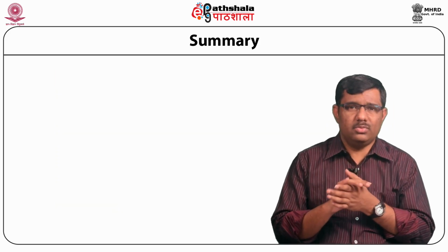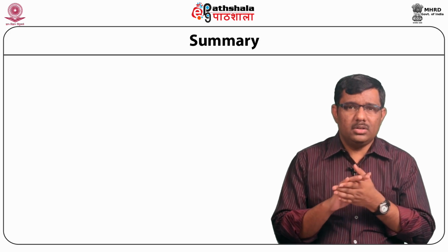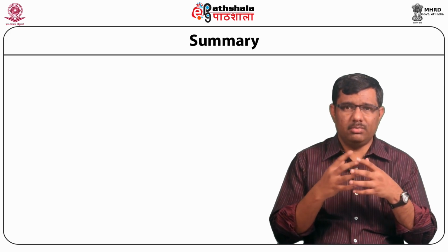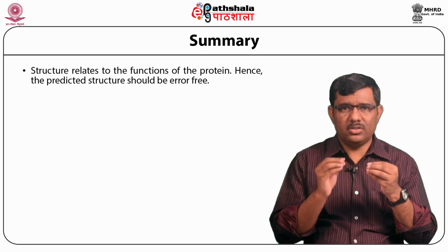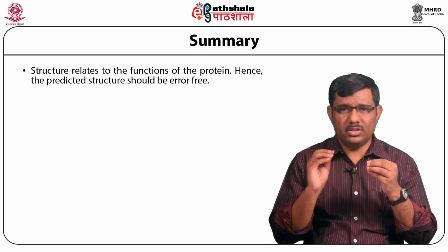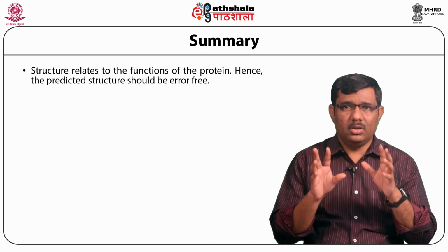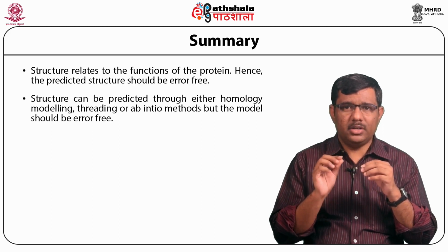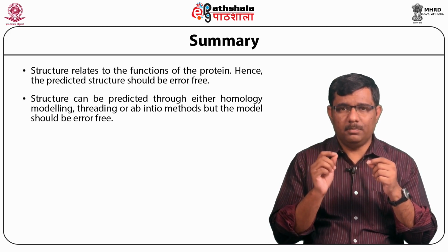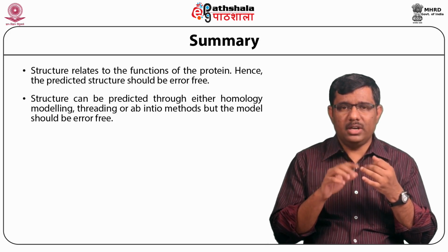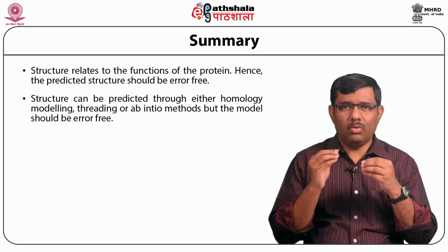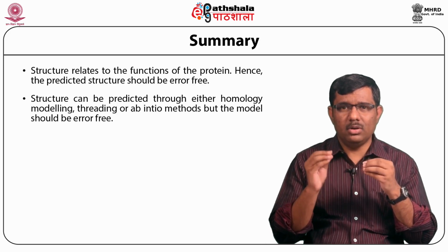So students, let's now summarize what we have learned in this module. We have learned what the possible errors are which can be observed in the protein structure and what programs can be used to rectify the errors. Because the structure relates to the function of the protein, the predicted structure should be error free so that whatever function you are predicting does not become meaningless. The structure can be predicted through homology modeling, threading or ab initio methods, but the model should be error free because the essential geometries like bond length, bond angle, and dihedral angle should be error free with minimum tolerable error, so that whatever prediction you are doing has a meaningful biological function.